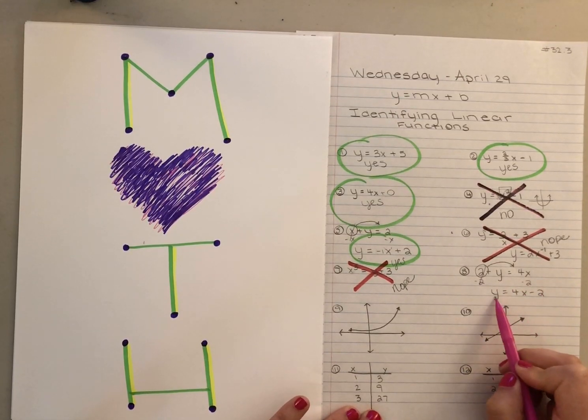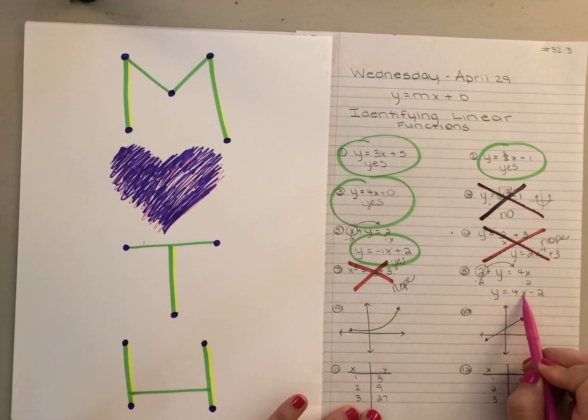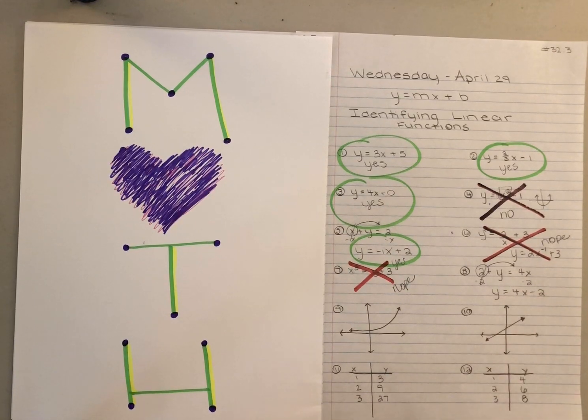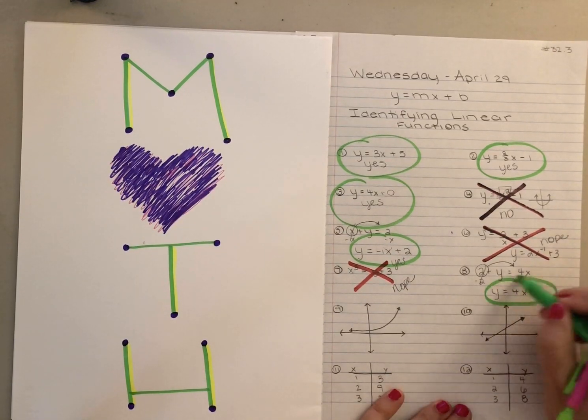Now this thing looks pretty good. I've got y equals my number times x minus 2. Slope of 4, y-intercept of -2, x is to the 1st power. Everything looks great. That's a yes.